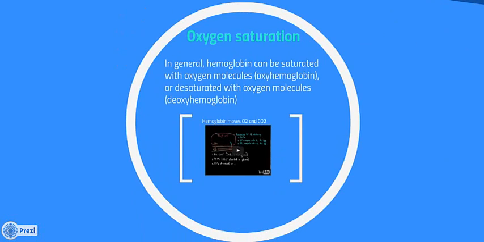Oxygen saturation. In general, hemoglobin can be saturated with oxygen molecules, oxyhemoglobin, or desaturated with oxygen molecules, deoxyhemoglobin.